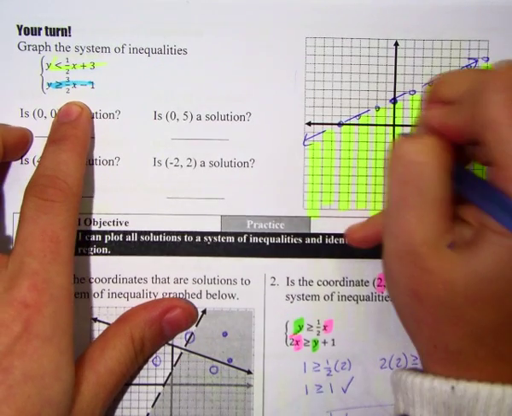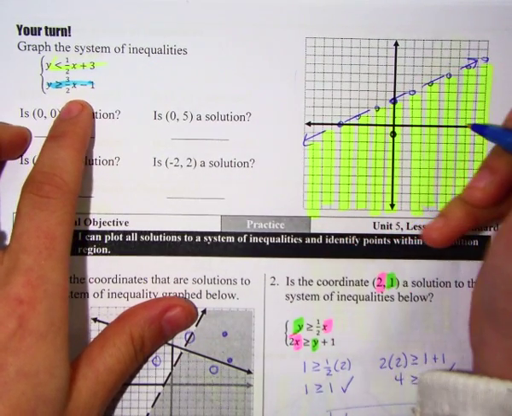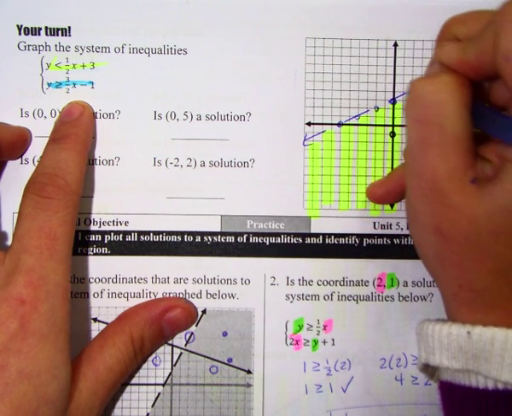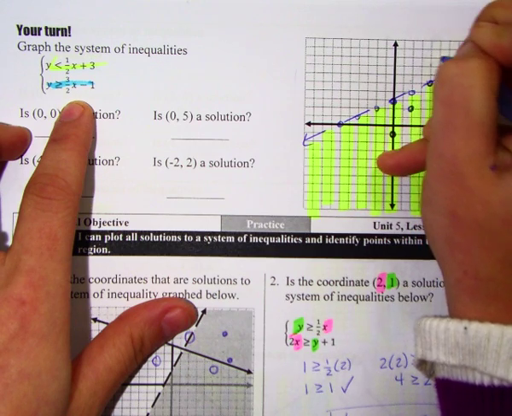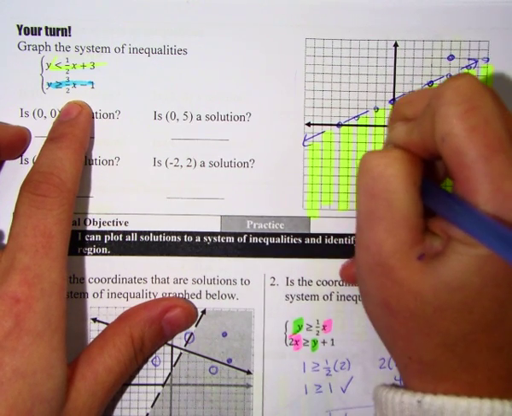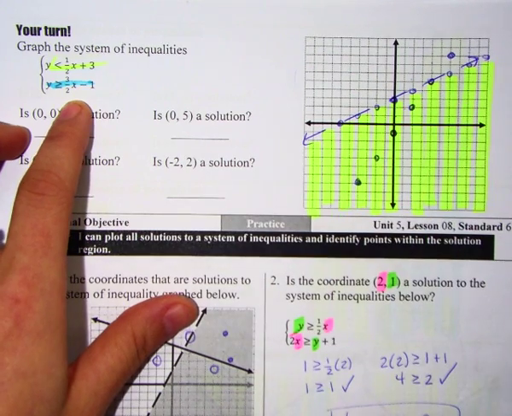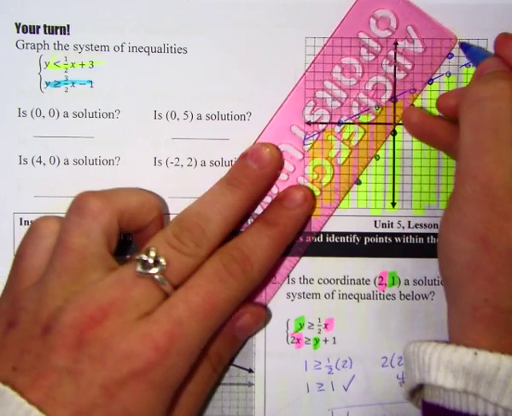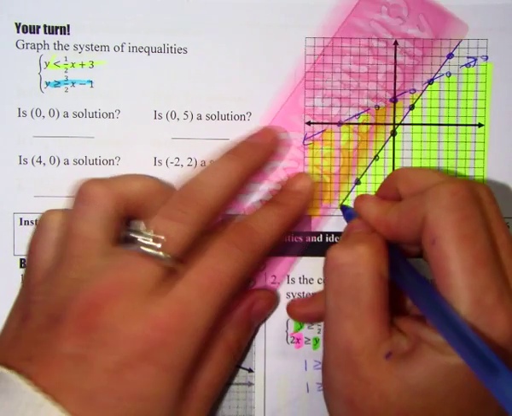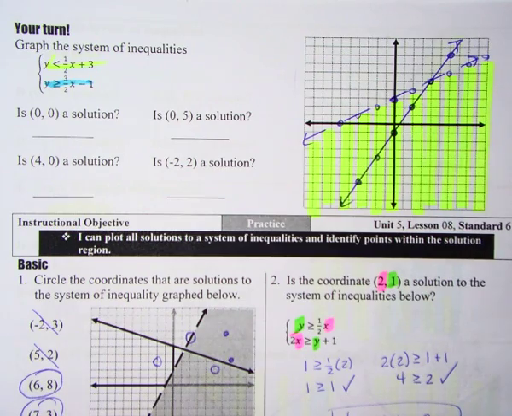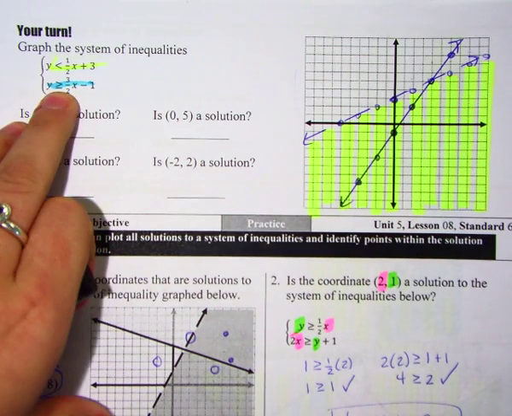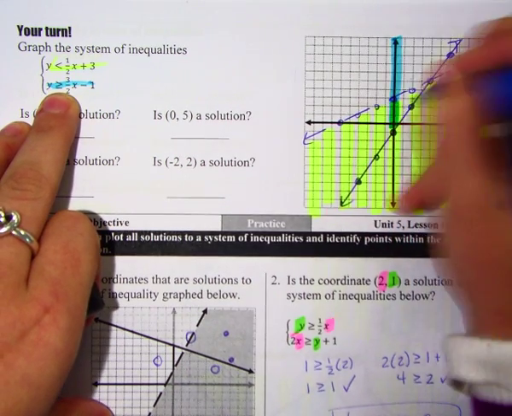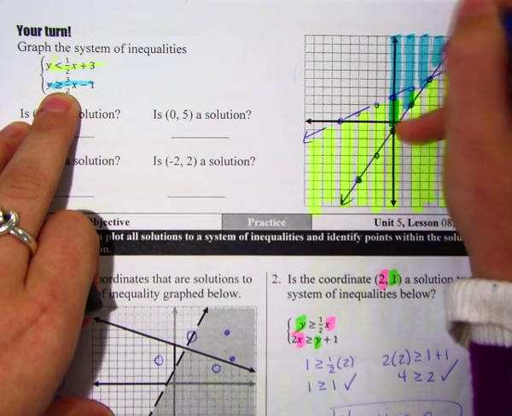Second one, -1 is the y-intercept. The slope is 3 over 2, so I rise 3, run 2. Down 3, back 2. This will be a solid line because it's greater than or equal to, so it can equal the line. Then I'll go to my y-intercept and I'll shade greater than the line, so I will shade up. I'm going to go ahead and shade up from the line.